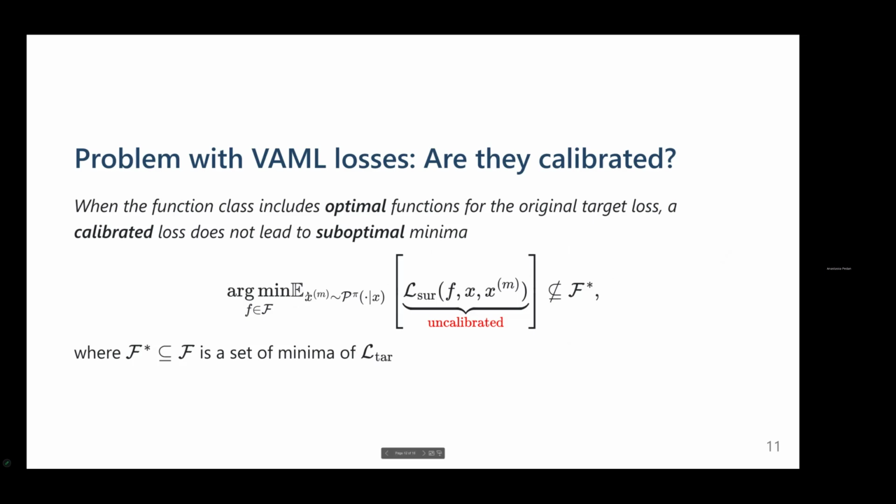So if we minimize this loss, given the transitions from our policy conditional kernel, we average over them basically. This surrogate loss, if it's uncalibrated, will lead to functions that are not optimal. So f star is the set of functions that are minimizing the target loss, and this thing will not be a subset of that, which means it's uncalibrated. Yeah. So this is bad. This is a bad thing. We don't want this to happen. So does this happen with the ITER-VAML losses?